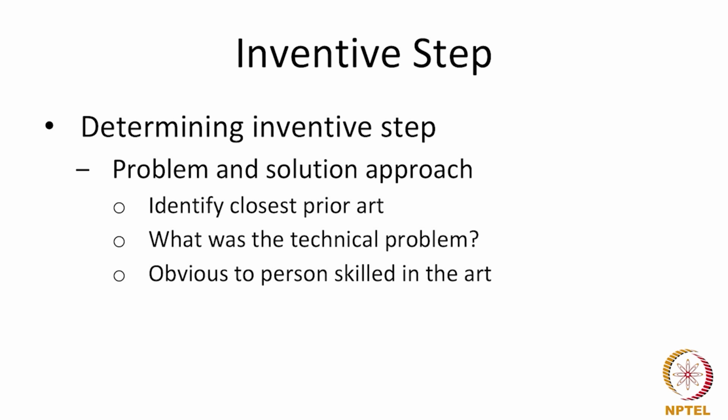Now, we have the closest prior art, which is a steel wire, and we have the problem of managing paper together without damaging them. Now, with these two things, will it be obvious to a person to come up with a paper clip? Now, if the answer is yes, it would be obvious, then the paper clip would not involve an inventive step and it would not be granted a patent.